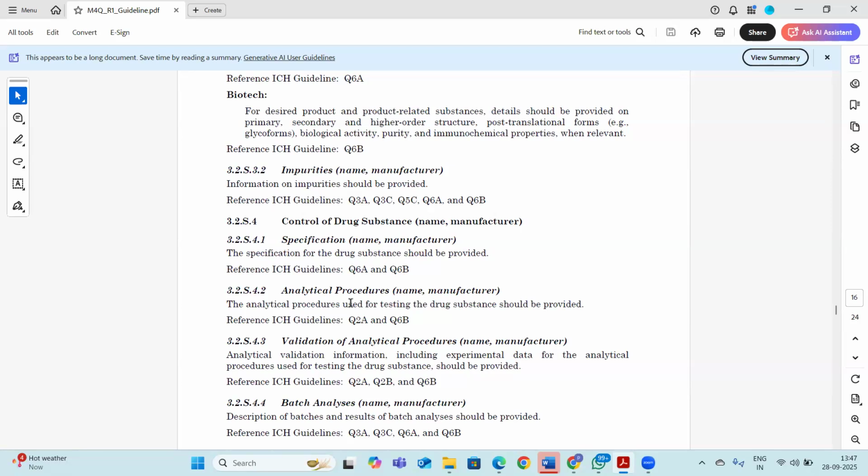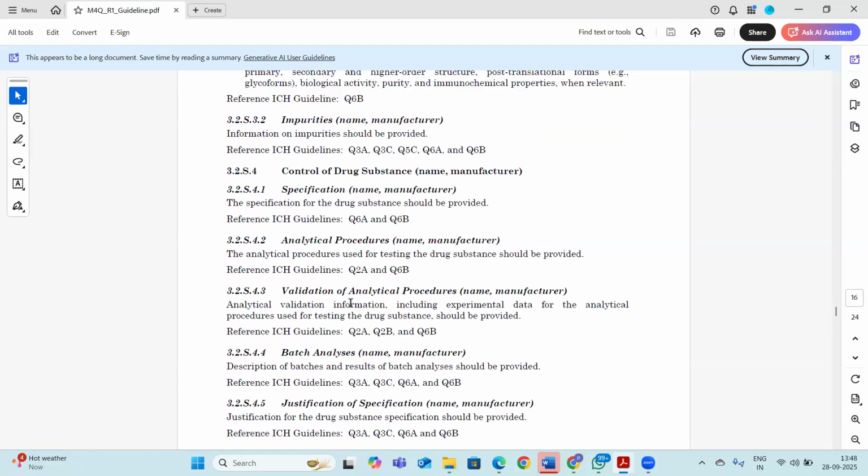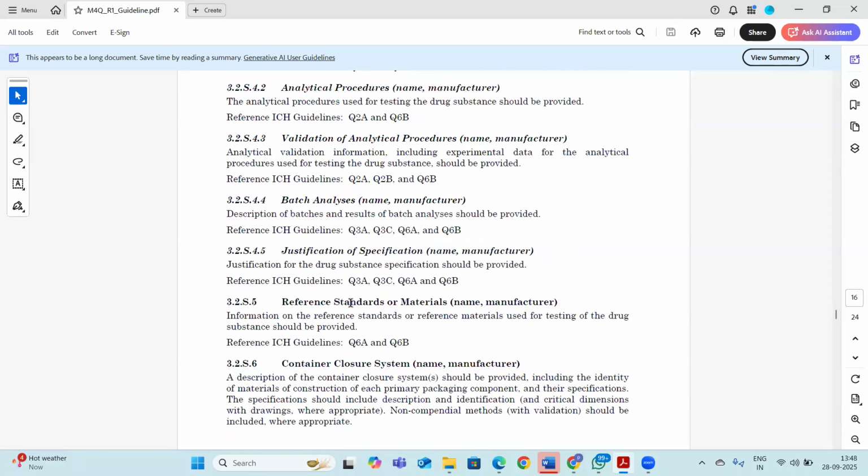Then comes your control of drug substance, which will cover data like specifications of the drug substance, analytical procedure used for testing the drug substance, analytical validation information, including experimental data for the analytical procedures used for testing of drug substance, and batch analysis. Description of all the batches and results of the batch analysis, justification for the drug substance specification. All of these data needs to be submitted under your control of drug substances. Okay.